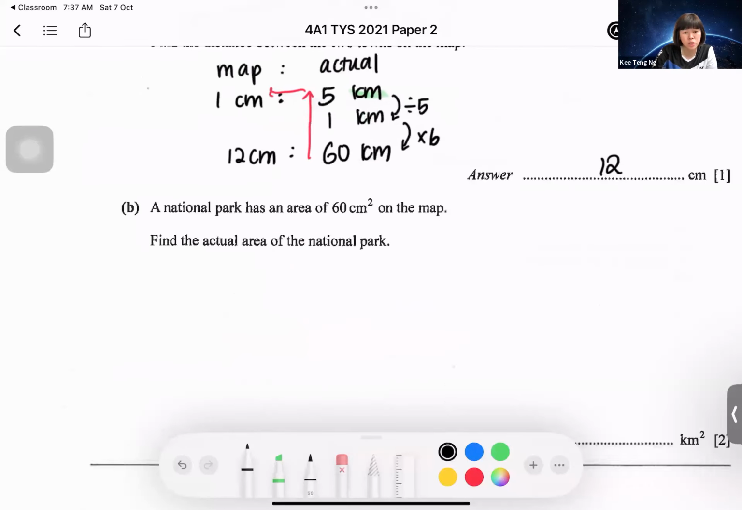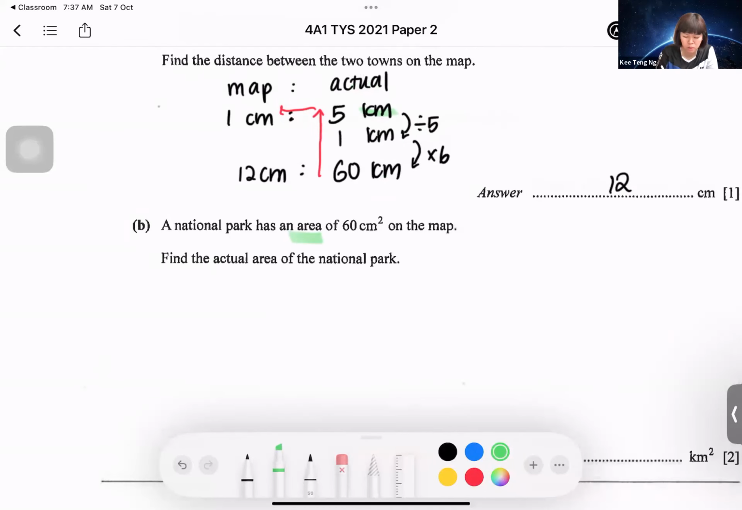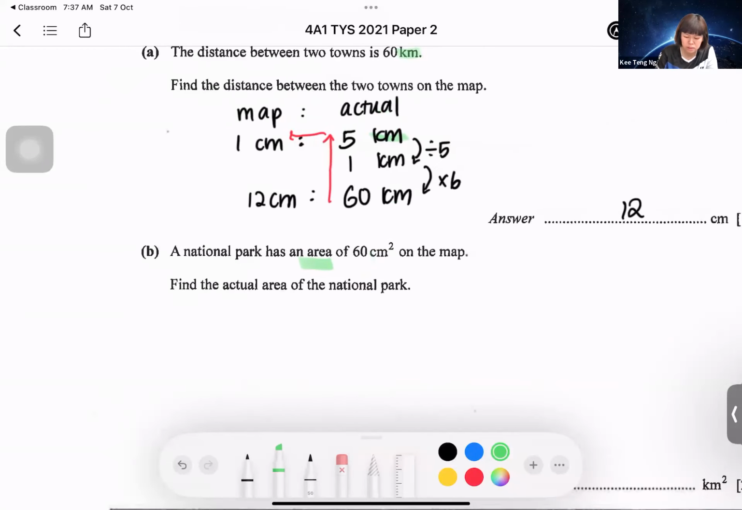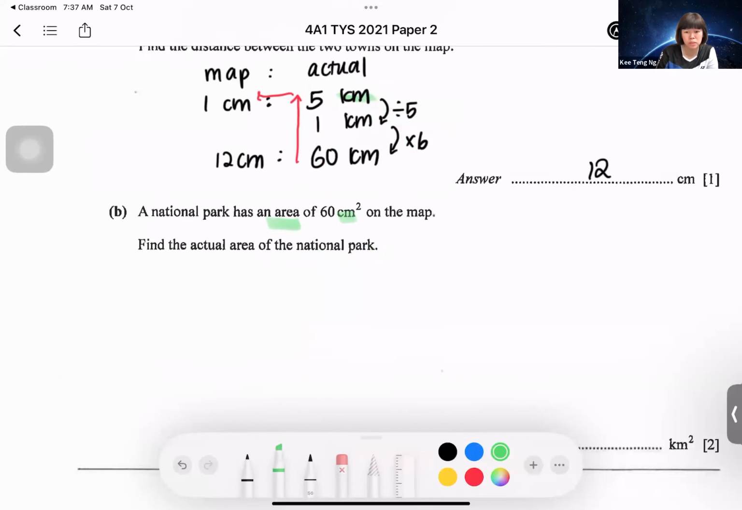Next one, a national park has an area. So we're going to look at our area scale, and this one is in cm square. Find the actual area of the park. What is the unit that they want for me? Kilometer square. This is already in kilometers, so we're going to use this ratio over here. Map is to actual. 1 cm is to 5 kilometer.